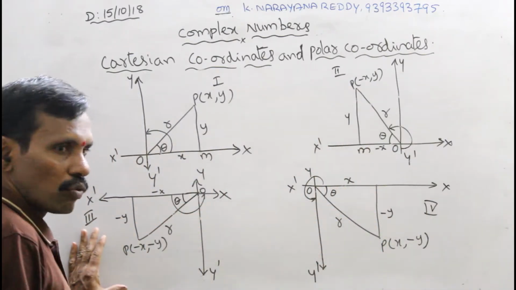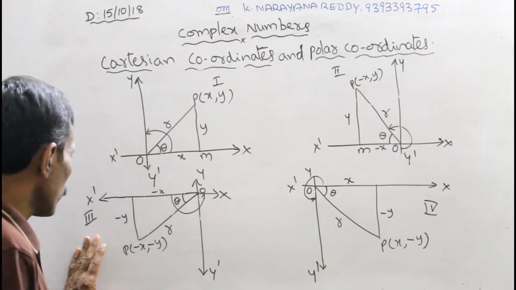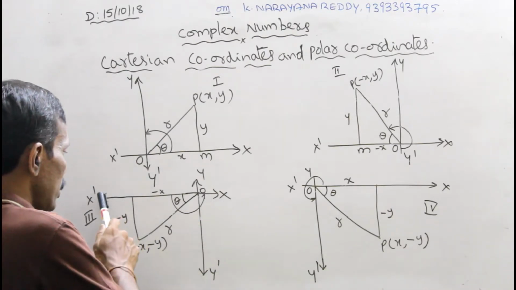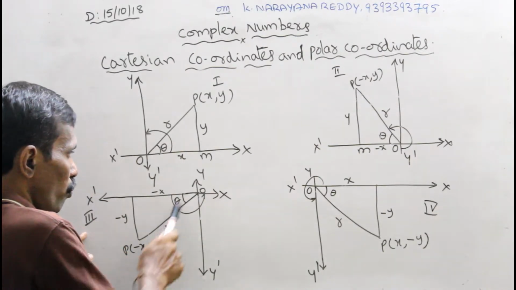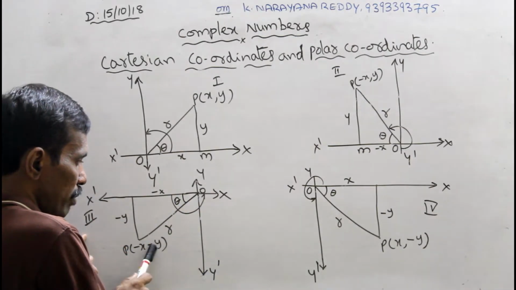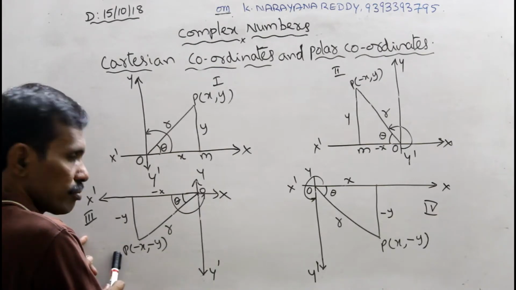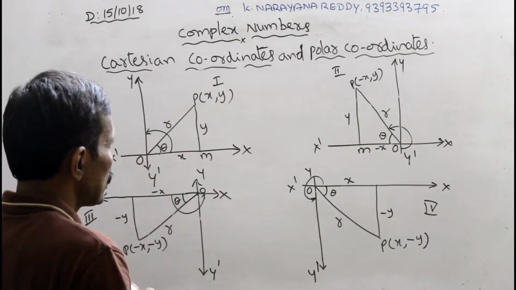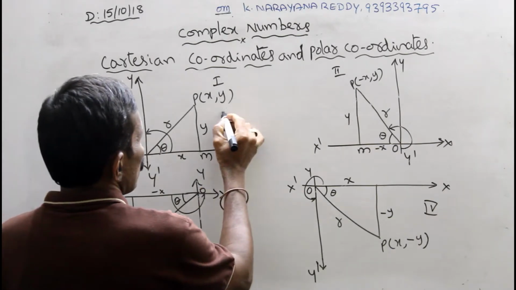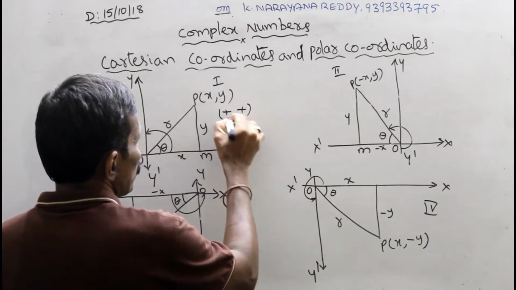Now comes the third quadrant. What is the third quadrant? X dash, X sign is minus; Y dash, Y sign is minus. That is the third quadrant. So plus, plus, that is the first quadrant.